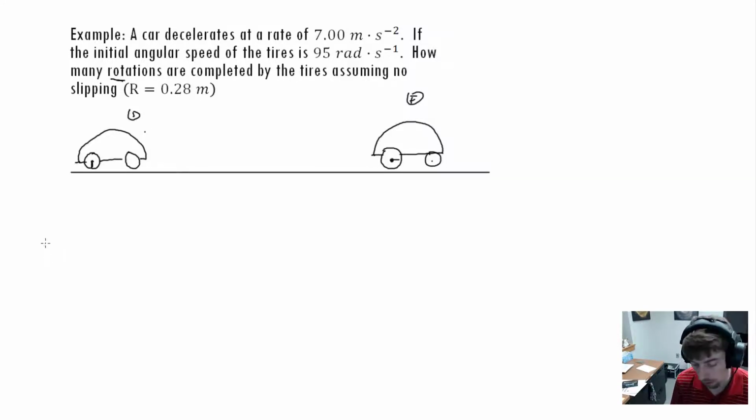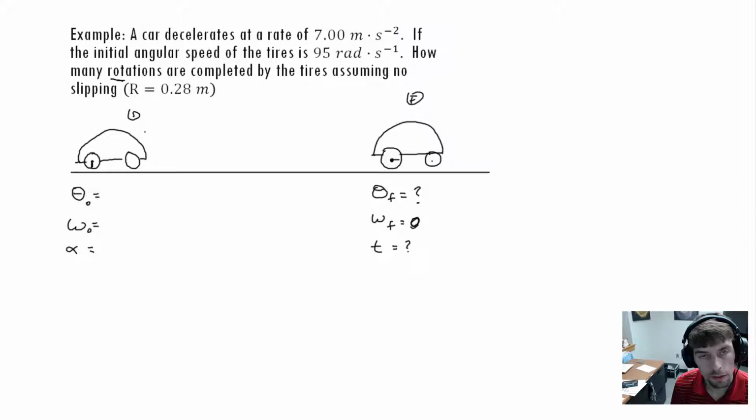So let's go ahead and write down all of our stuff. Over here for an initial, theta naught, what is that equal to? Omega naught. We'll put alpha, put theta final, put omega final, we'll put time. Let's stick in some of these values. In fact, I've already started omega final. Presumably we actually stopped the car. And theta, question mark. I'll let you go ahead and fill in some of these.